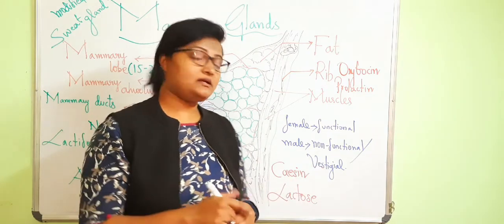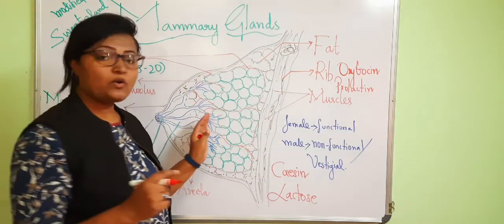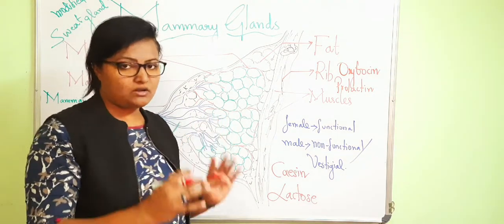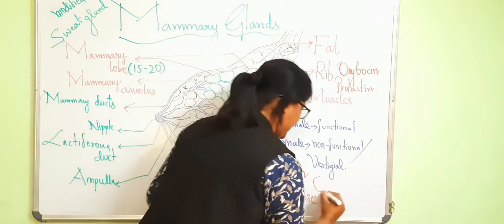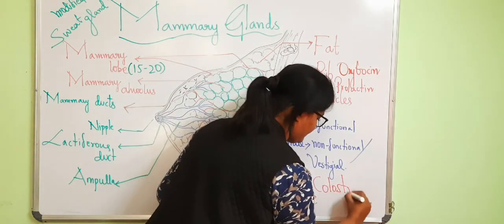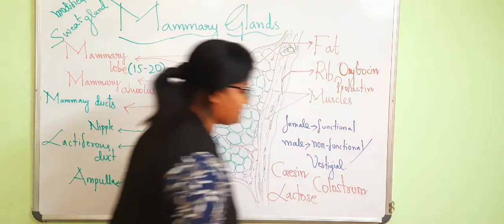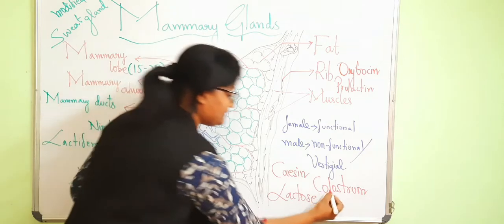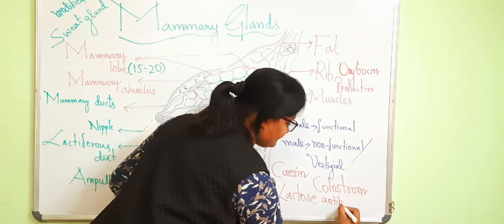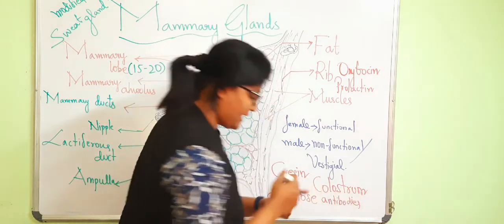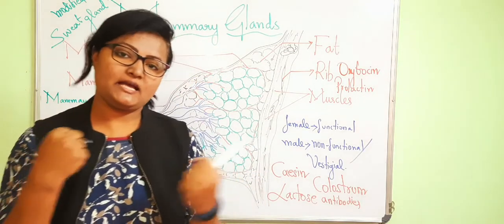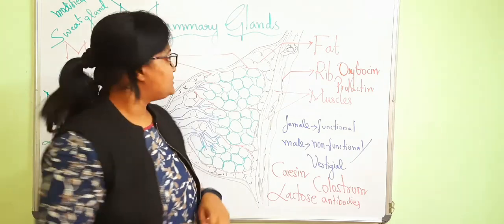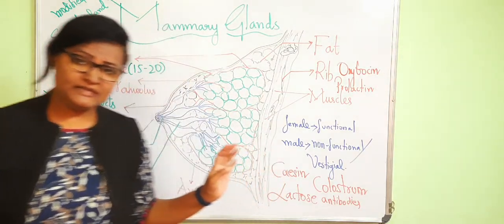Even the first milk, which is produced within the mammary gland soon after childbirth, we call colostrum. Some amount of antibodies are also present within this colostrum, which help the baby fight against diseases, like an immune mechanism. So this is about the mammary glands.